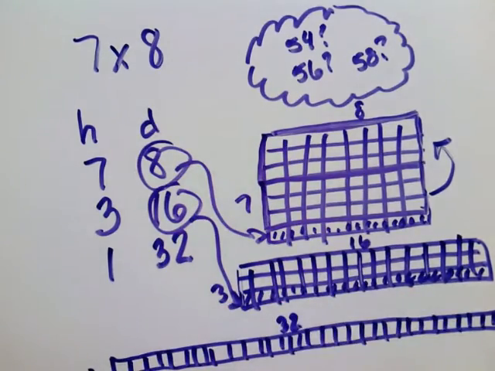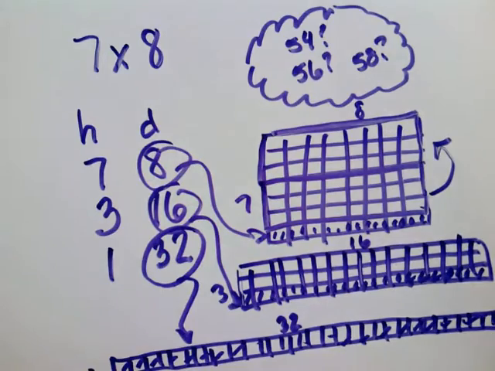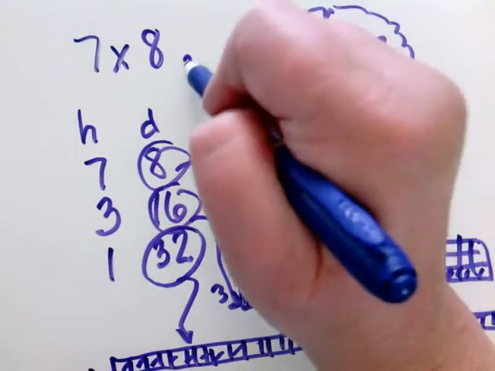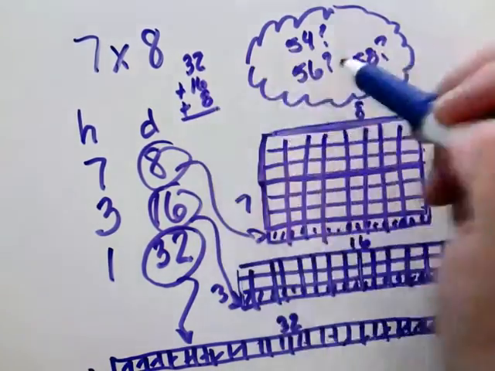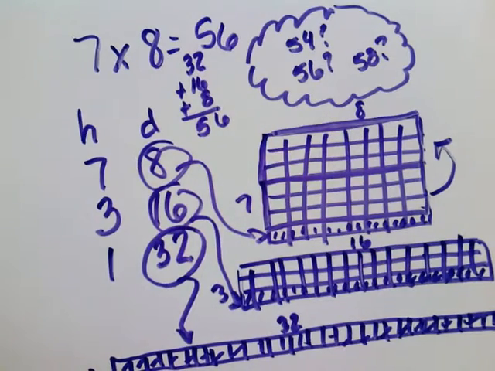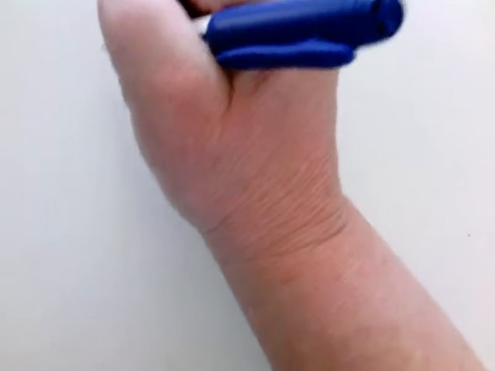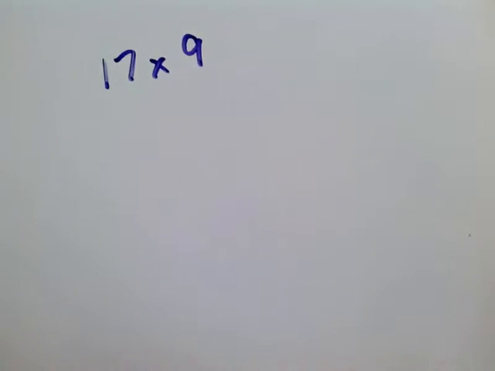So now what do we have? One group of 32, one group of 16, and one group of 8. And if we add together 32, 16, and 8, we get 56. So 7 times 8 is 56. The Russian Peasant Method can be used to multiply any 2 whole numbers. So let's try it with some larger numbers, like 17 times 9.